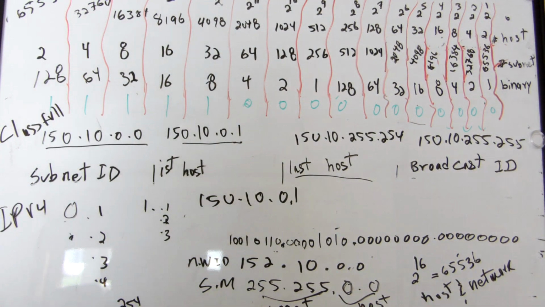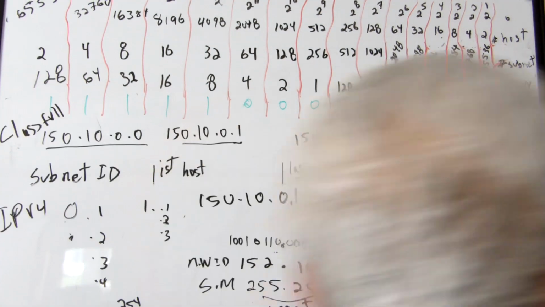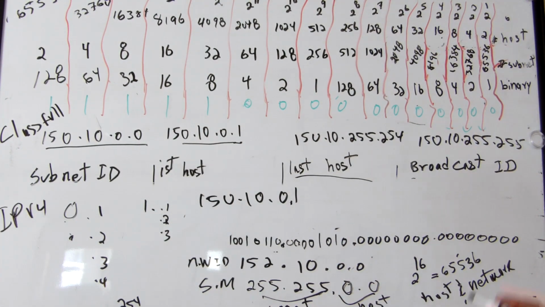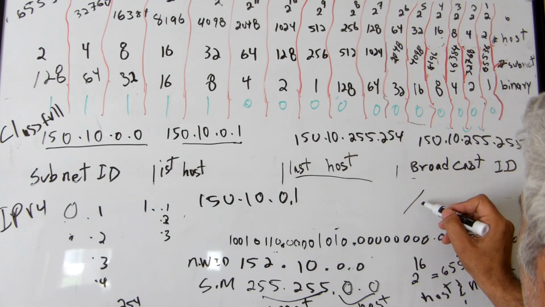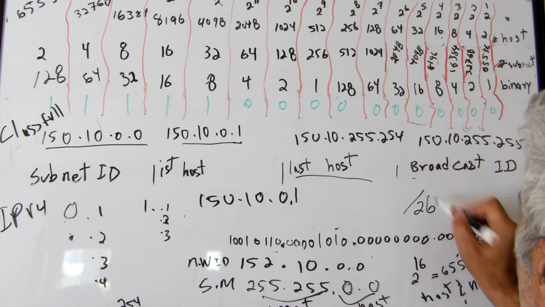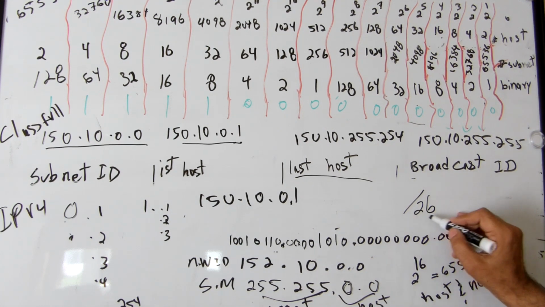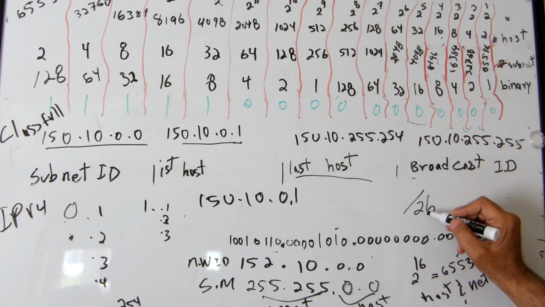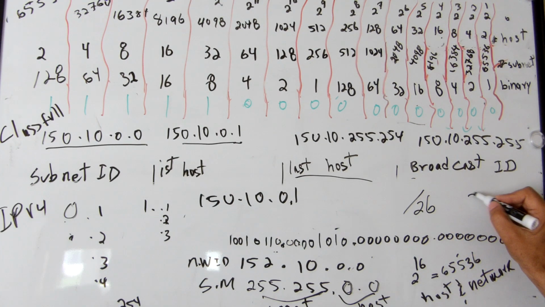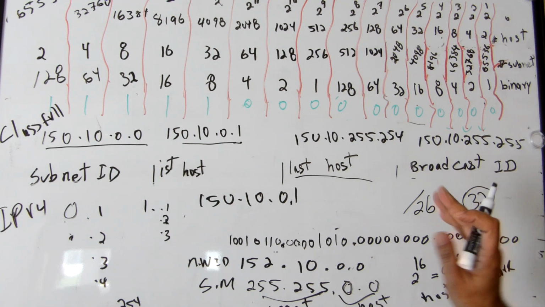But we are talking about now classless. What the classless is, first of all, I have to tell you that the CIDR notation, like you see something like /26, what does that mean? It means there are 26 ones out of 32 total, and there are four octets.